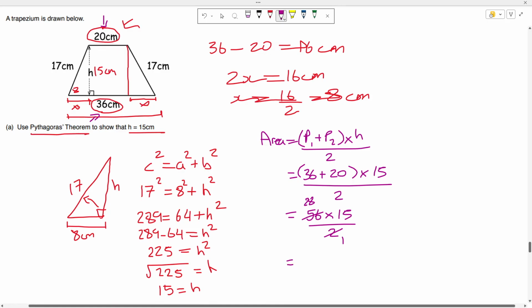So let's do some mental math here. 280 plus 140, right? 28 times 10 is 280. 28 times 5 is 140. Add them all up, it's going to give us 420 centimeter square. All right, guys? And that is how we would solve this question.